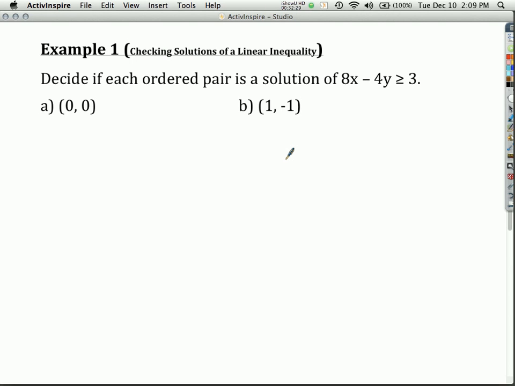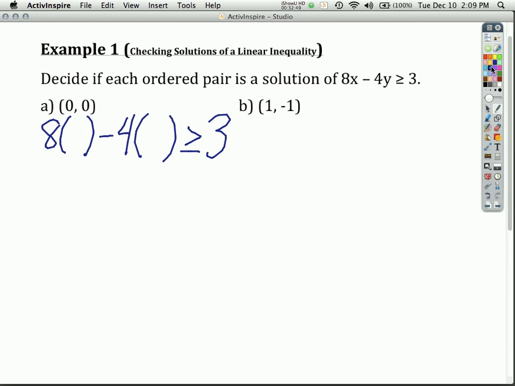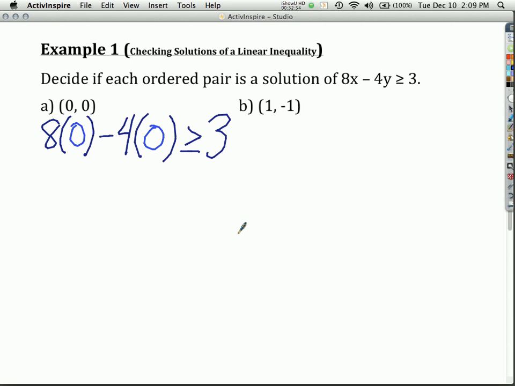But we have to actually be careful of what we're looking for. But let's go ahead and do that step first. So it's going to be 8 times x minus 4 times y, and we're going to ask ourselves, is that greater than or equal to 3? And so we're using 0, 0, and so we're going to put a 0 there and a 0 there. So now simplify. 8 times 0 is 0. 4 times 0 is 0. And so, of course, this is 0 is greater than or equal to 3.